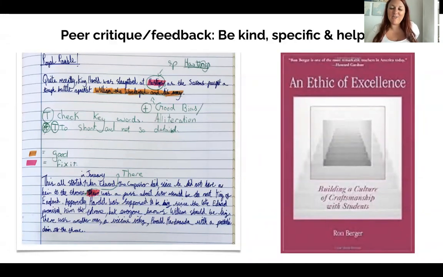I don't say to my students that they must put EBI, WWW. That's, for me, not how they communicate. As long as it's kind, specific, and helpful, I don't mind. So this student came up with this, the color code, "good, fix it." And it just made me laugh because it's simple, it's to the point. I think it fits in with the kind, specific, and helpful. It could be more helpful, more specific, but they gave some peer critique: add more detail.